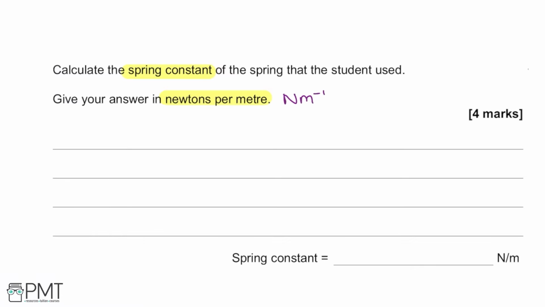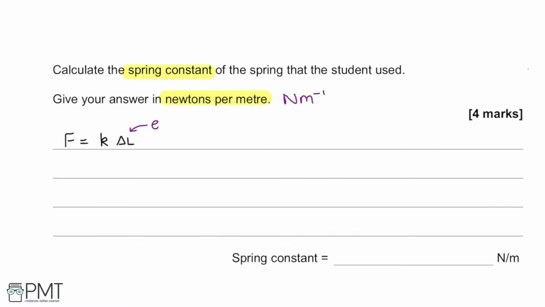So I'm going to start off here with the equation that we had in the previous question. We worked out that F, the force, is equal to K, the spring constant, multiplied by delta L, which is the extension. Sometimes delta L might just be written as E, but either way, that's going to work just fine. So now I can substitute in my values from the previous question.